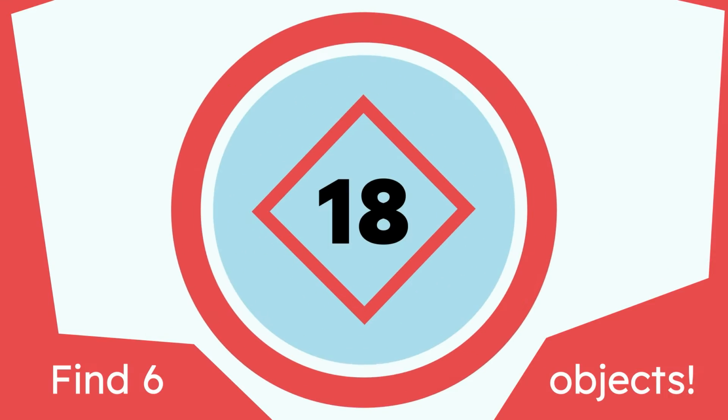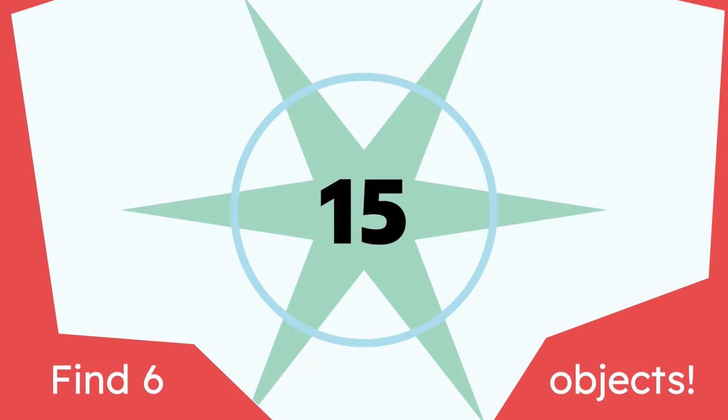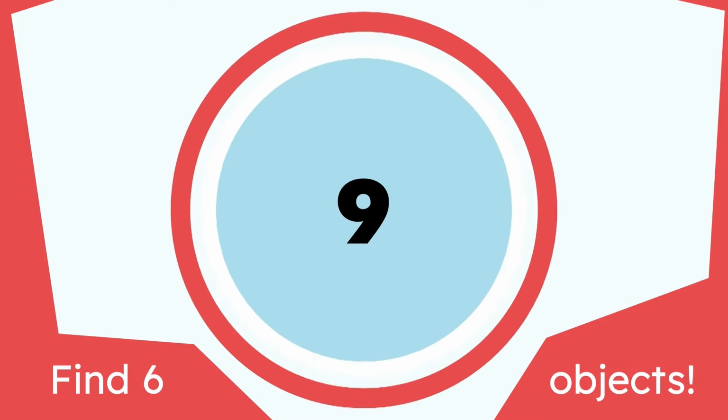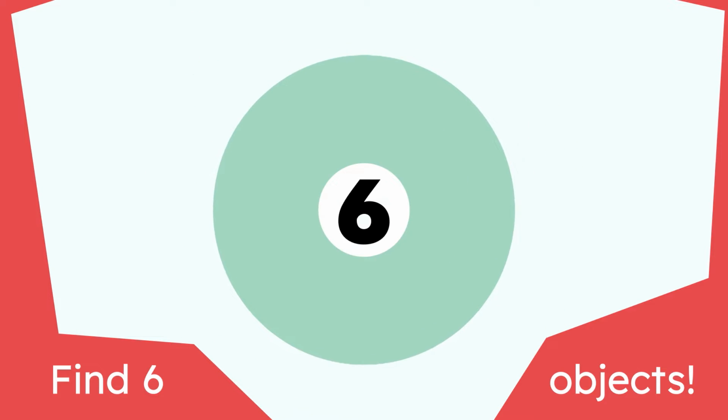Now, let's do it again. Let's find 6 objects in your house. I'll wait here. I just grabbed my 6 objects. Do you have your 6 objects? Great job. Let's count them together. 1, 2, 3, 4, 5, 6.